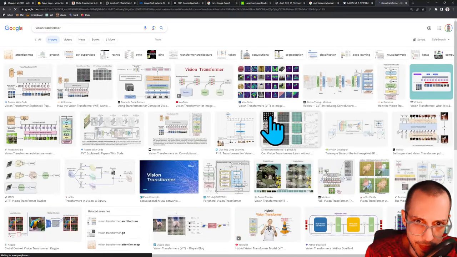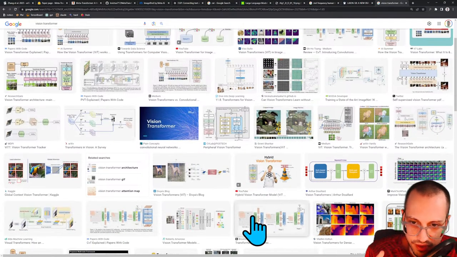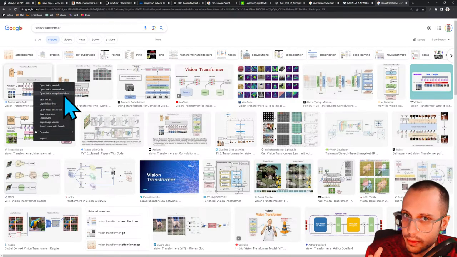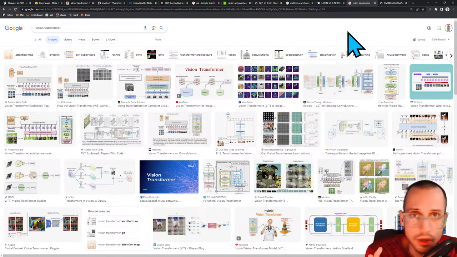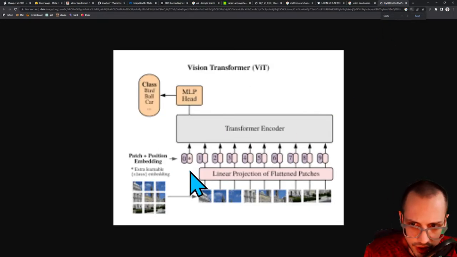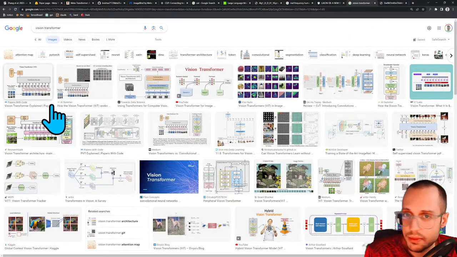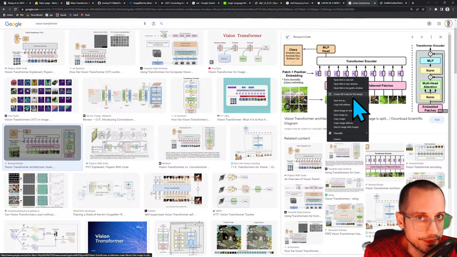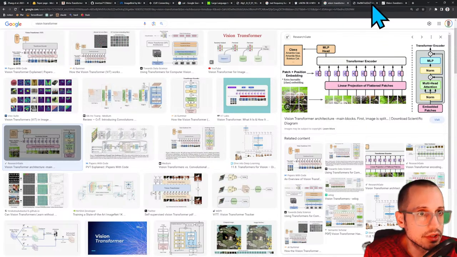Let's go here. Where's my favorite picture of a vision transformer? Here it is. Open image in a new tab. So in a vision transformer, actually this is a grainy pic. Let's get maybe this one. Yeah. Open image in a new tab. Let's do this one. This one looks better.